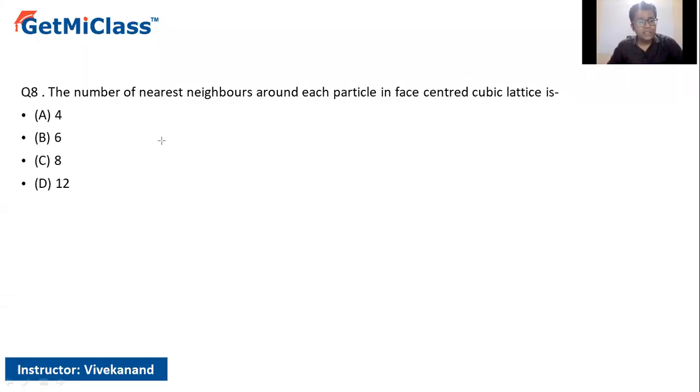Question number 8. The number of nearest neighbors around each particle in the face-centered cubic cell lattice is A) 4, B) 6, C) 8, and D) 12. All right. So in order to understand this, let's consider a particular cube.